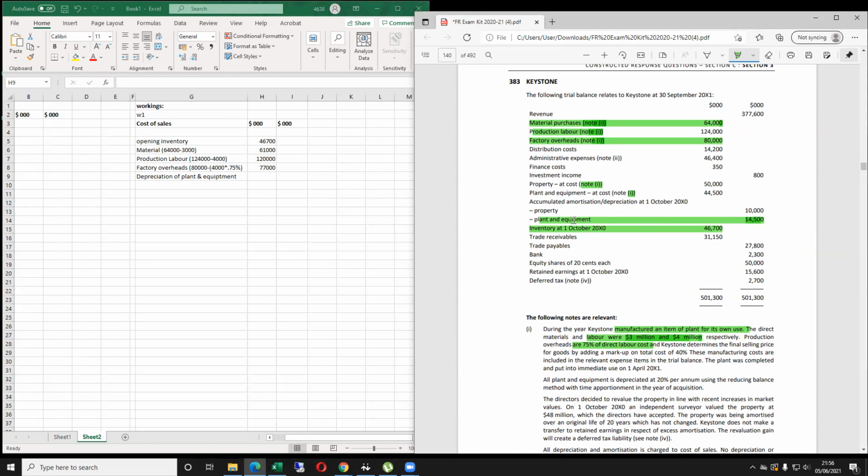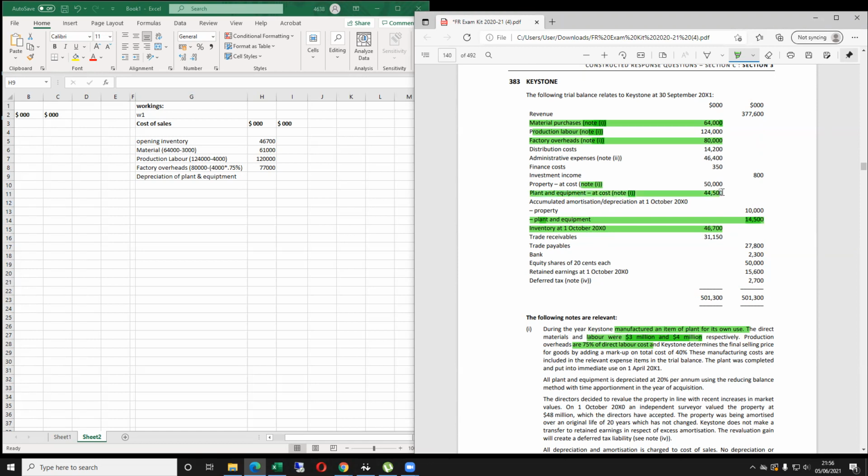This closing balance goes to the SOFP, but we only need the depreciation out of it. And it says plant and equipment is depreciated over 20, so that's 20%. Oh, sorry. I see this. So this is our carrying value.